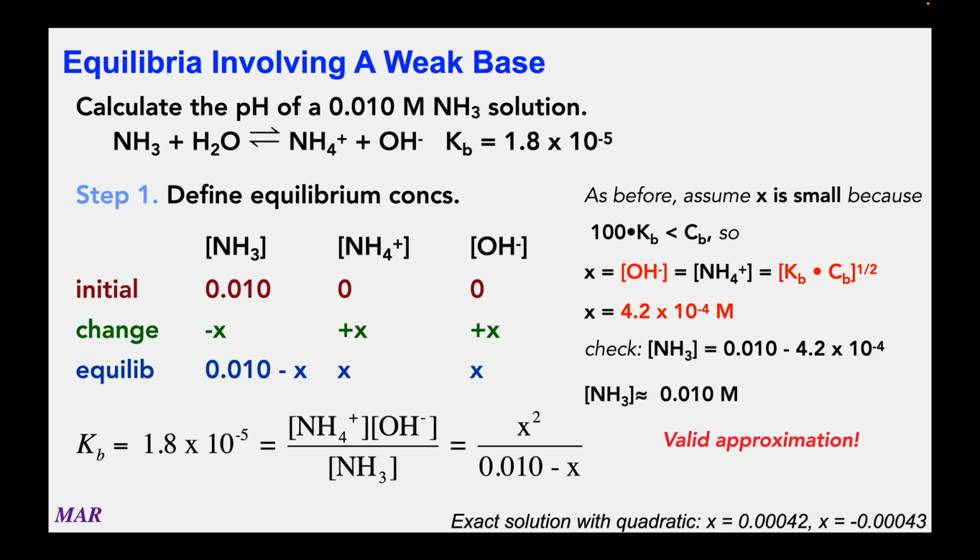Now, you can check yourself with these approximations. If the original concentration minus the amount that you calculate, hydroxide or hydronium, is about the same as the original concentration, then you're good to go. And this one is pretty close to 0.01, so it's okay. And like before, you can solve these kinds of questions with the quadratic. I did that below. And you can see how X came out to be 0.00042, or 4.2 times 10 to the minus 4. And the other X value is negative, and that just doesn't fly. So everything seems to be pretty good here, and we are good to go.